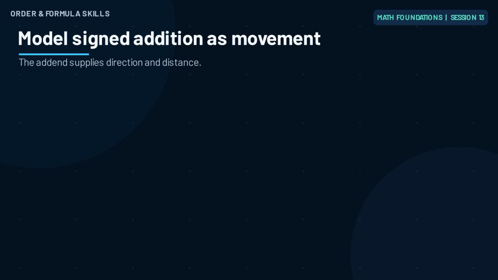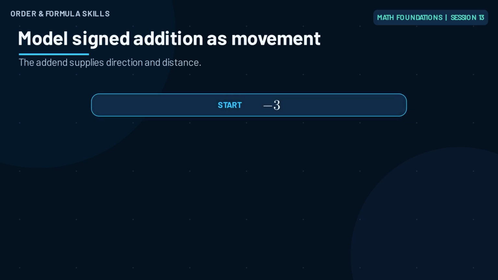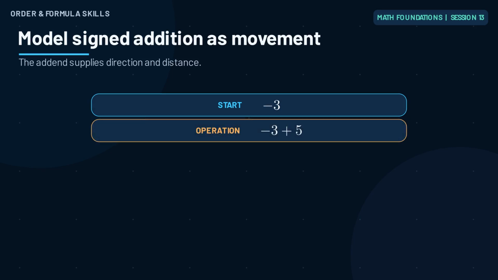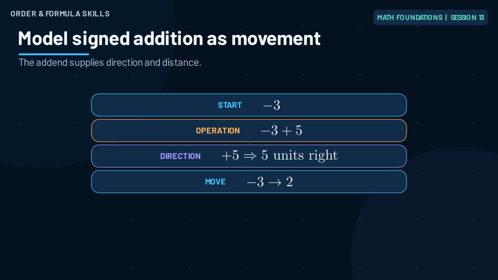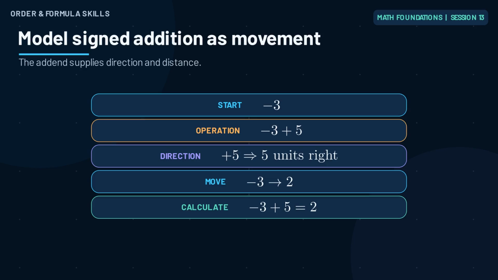Addition of a signed value can be modeled as movement on the number line. Begin at -3. The operation is +5. A positive addend means move 5 units to the right. From -3, 5 rightward steps land at +2. Therefore, -3 + 5 = 2. The result is positive because the rightward movement crossed 0 and continued 2 units.